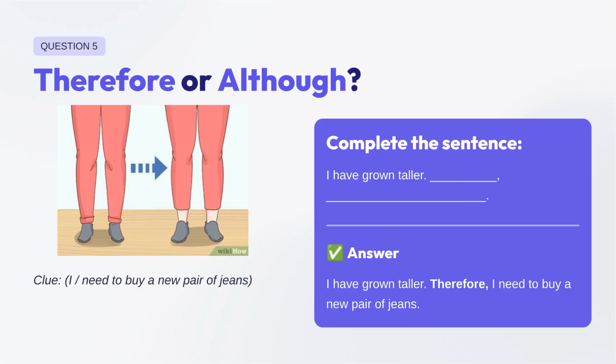Look at question 5. Using the clue, I need to buy a new pair of jeans, complete the sentence starting with, I have grown taller. Needing new jeans is the direct result of growing taller, so our complete answer is, I have grown taller. Therefore, I need to buy a new pair of jeans.